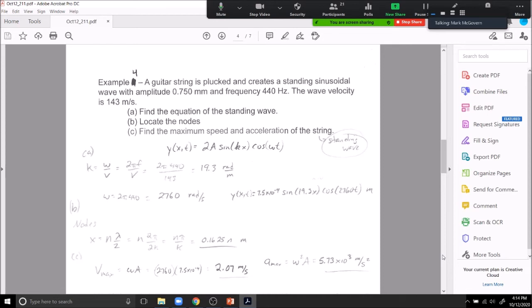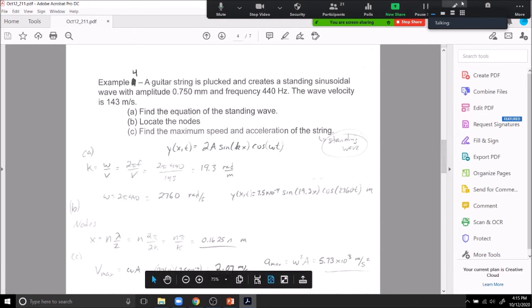Well, that's easy, right? We got our equation right there: 2A sine kx cosine omega t. We have to figure out what our k and omega are here. So omega is very easy to get. It's 2 pi times the frequency, which is, you see right down over here.